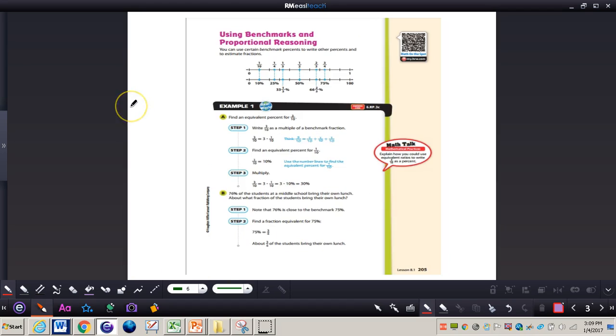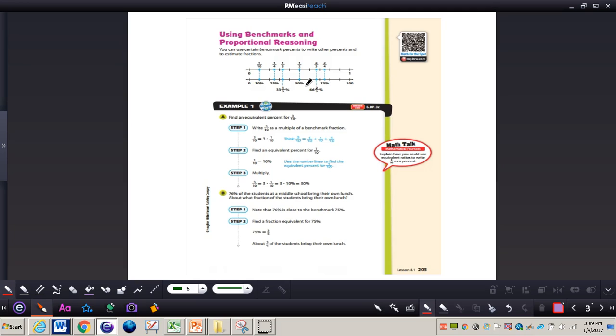Now let's take a look at page 205. It says using benchmarks and proportional reasoning. Now it is important to understand that you can use certain benchmark percents to write other percents and estimate fractions. So you know 1/10 equals 10%, 1/4 equals 25%, and so on. So just be familiar with these benchmark percents here.